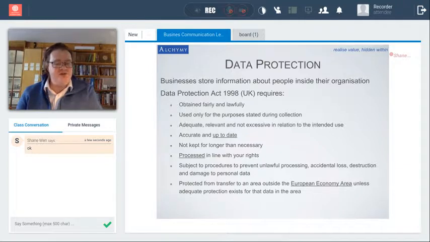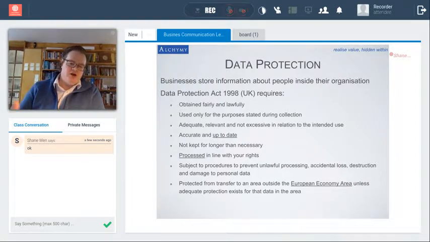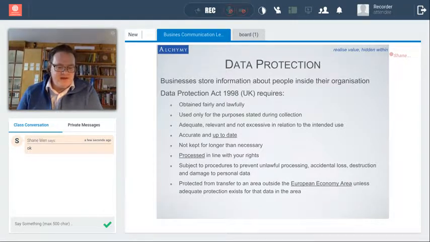In addition, any processing of personal data needs to be in line with the individual's rights. Again, these rights will change from country to country, but we are looking at the Data Protection Act, and we're going to look at GDPR, which is very related to this, in a minute. And in addition, any data processing needs to be subject to procedures which are lawful, okay? So we can prevent unlawful processing.